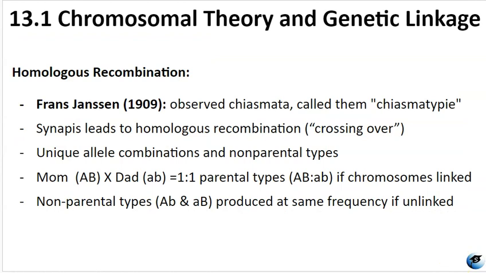In 1909, Frans Janssens observed chiasmata, which are points where chromatids make contact and exchange segments during the first meiotic division. This suggests that chromosomes physically exchange segments and alleles become unlinked.